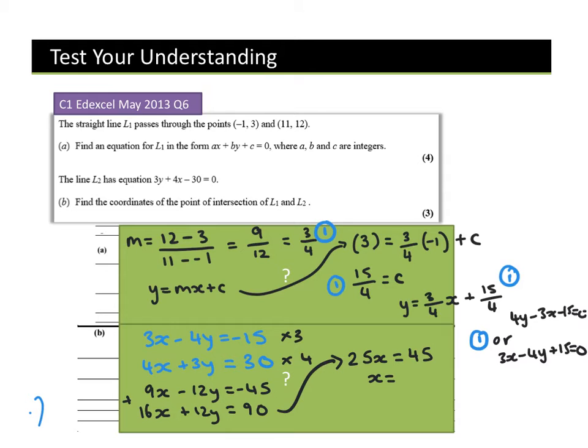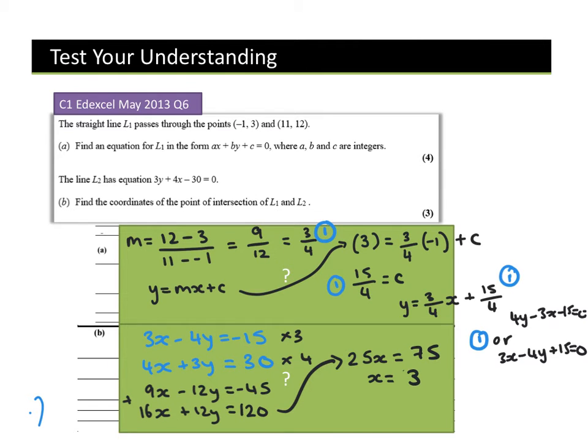45 over 25, 9 over 5? Is that right? No. Absolute classic mistake. It's not even a classic mistake, it's a silly mistake. What's 90 times 4, everyone? 120. So 25x equals 120. What's 120 divided by 25? Okay, so 25x equals 75, so x equals 3.